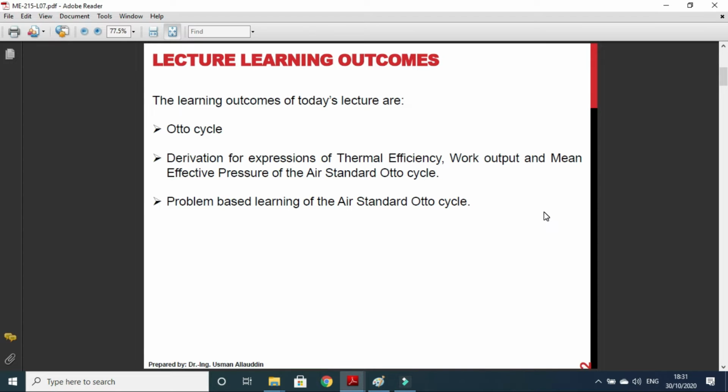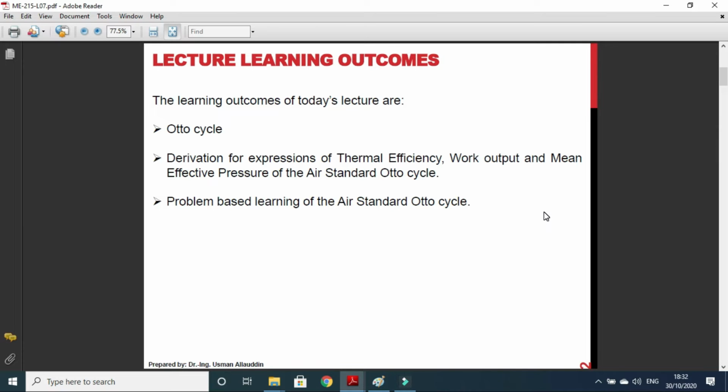So these are the learning outcomes of today's lecture. We are going to cover the Otto cycle, which we have already covered in previous lectures. So we will do a brief recap of the previous lectures, that what is the Otto cycle. Then we will derive the expressions of thermal efficiency, work output, and mean effective pressure of the air standard Otto cycle. And then at the end of today's lecture, we will do the numerical solving, that is we will do the learning of air standard cycle through problem based learning.